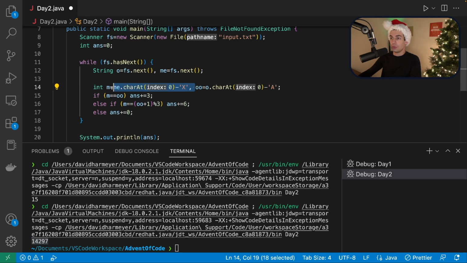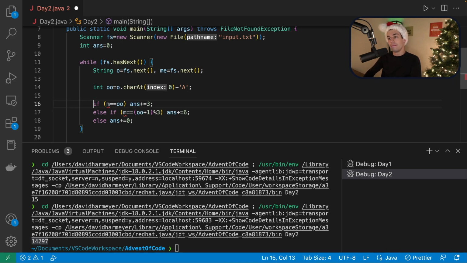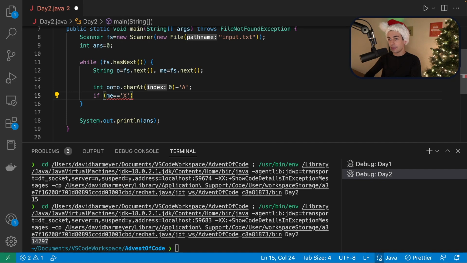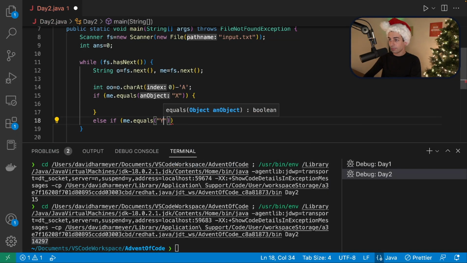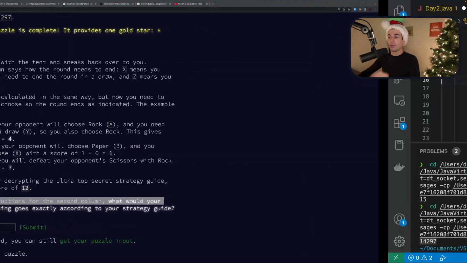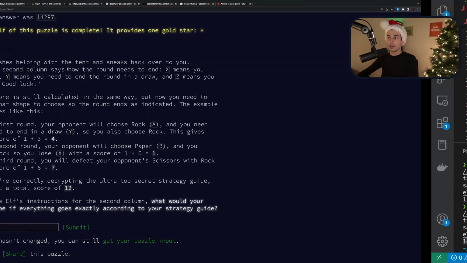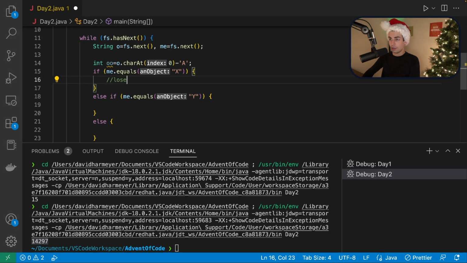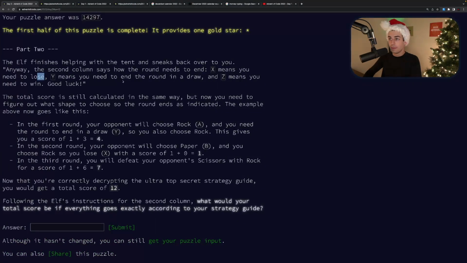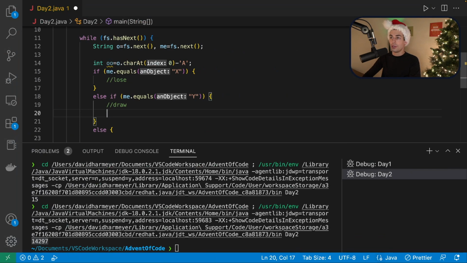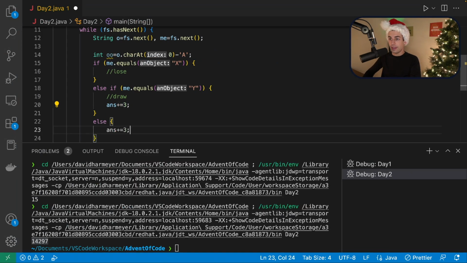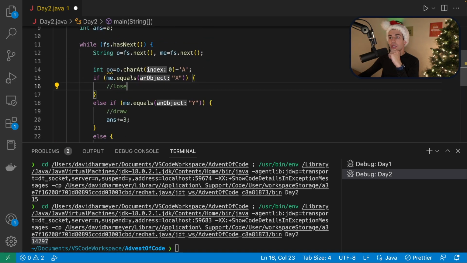So we'll still do this thing. Yeah, so if me equals X. Is it win? X is loss. Okay. Then draw. So ans plus equals 3. And then this ans plus equals 6. Yeah. Okay. And then we also need to get something else.